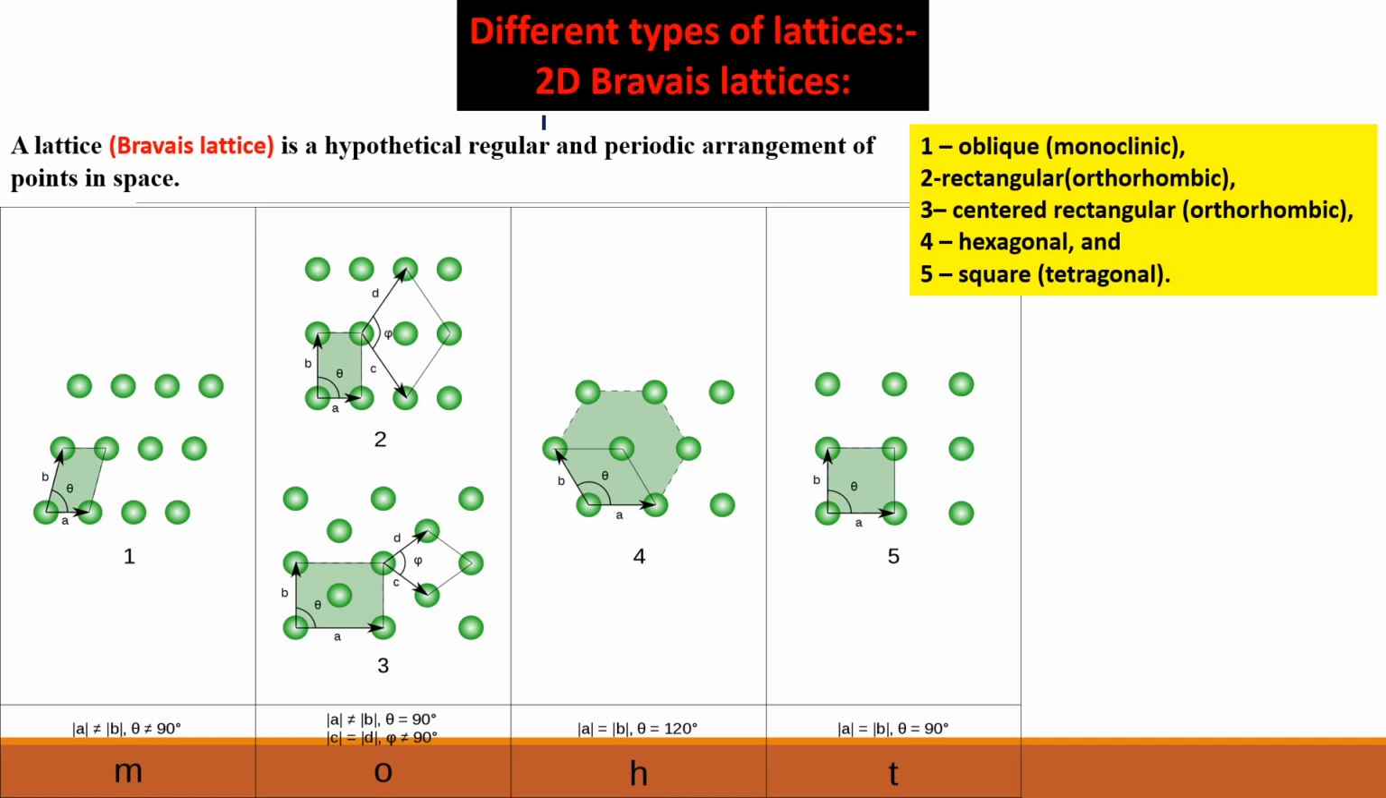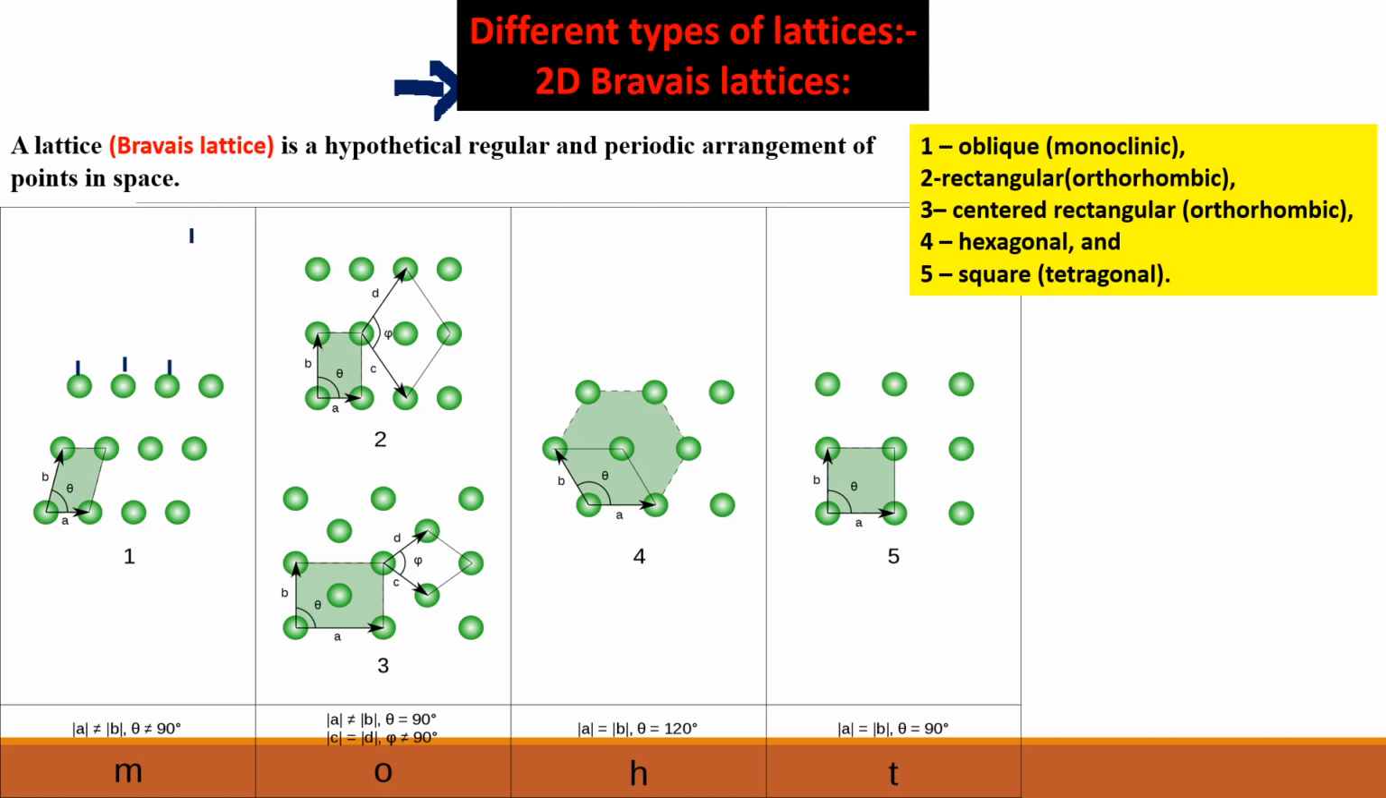Okay, so let us start the topic of different types of lattices. The first type is the 2-dimensional Bravais lattice. As you know, what is the definition of a crystal lattice? If the points or dots are arranged in a 2-dimensional or 3-dimensional space, with each point having an identical surrounding, it is known as the crystal lattice, or nothing but a space lattice.